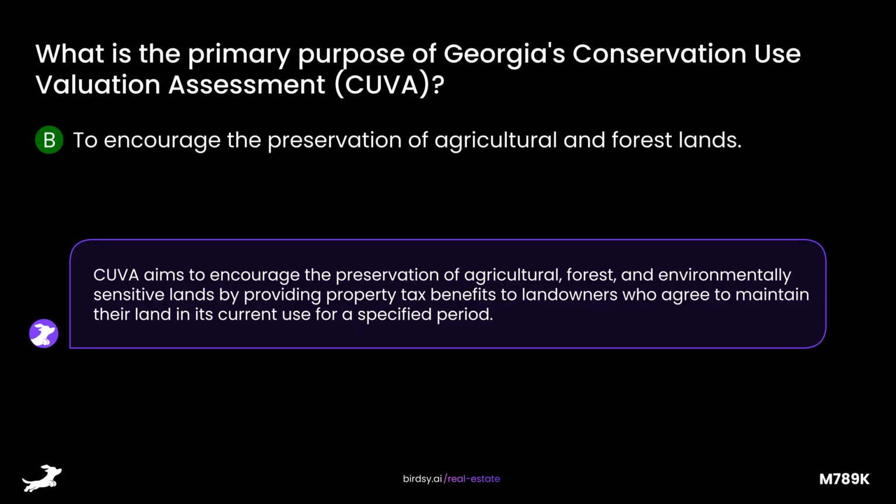The CUVA aims to encourage the preservation of agricultural, forest, and environmentally sensitive lands by providing property tax benefits to landowners who agree to maintain their land in its current use for a specified period.